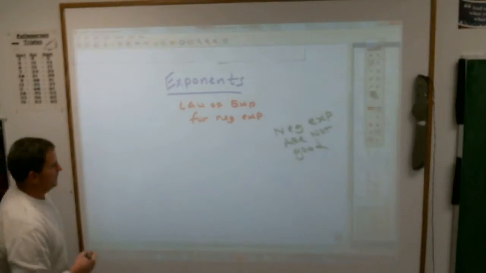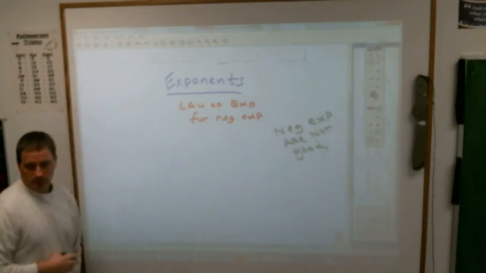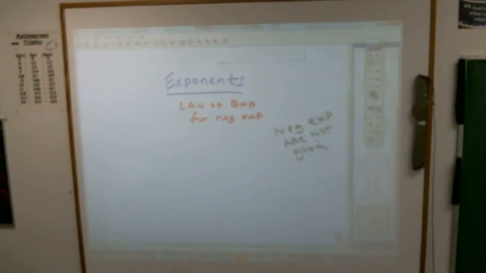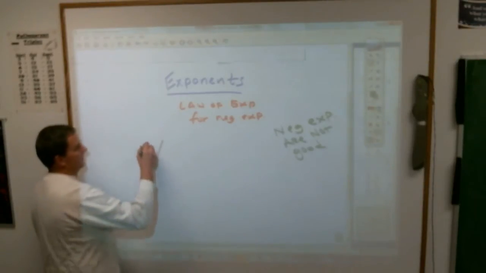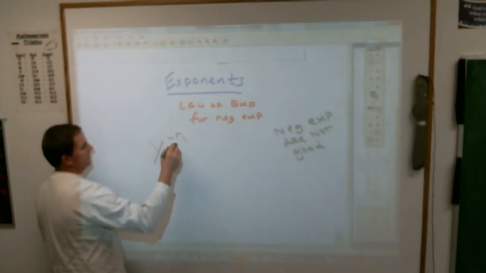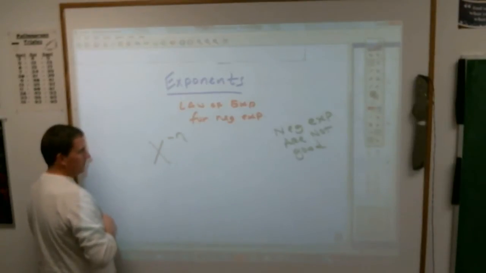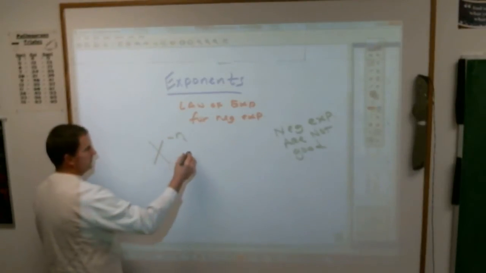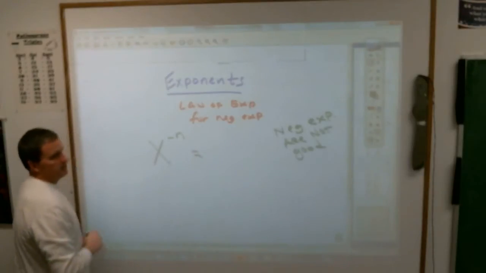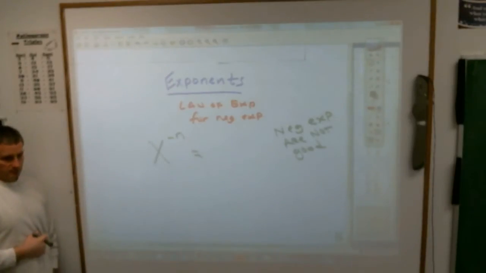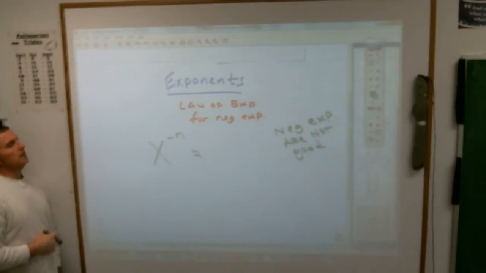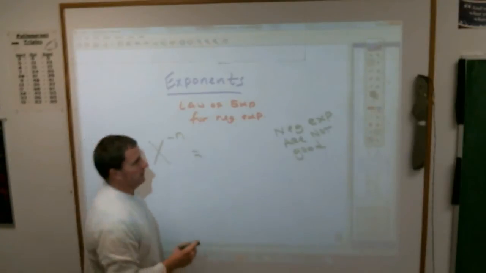And what the book says, quite clearly or not clearly, it gives it like this, the generic thing. If I have x to the negative n power, does anybody know how I would simplify that to make x to the positive n power? Ryan says negative x to the n power? No, but you bring up another point here.